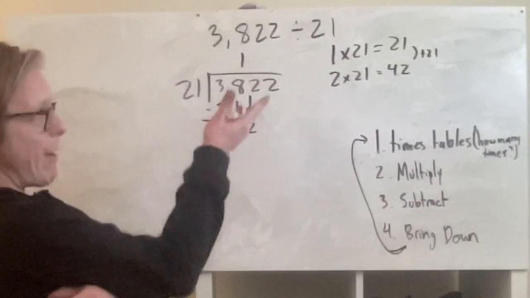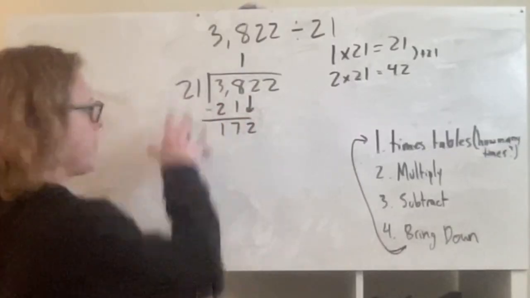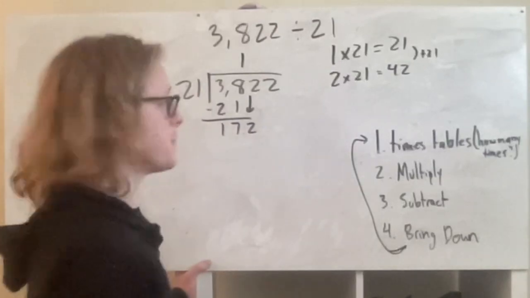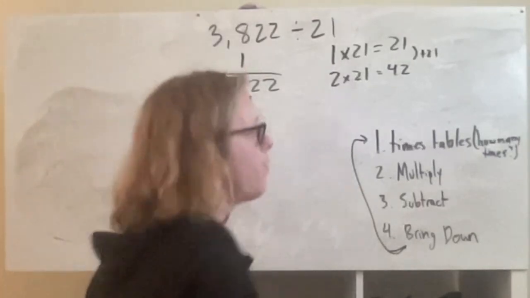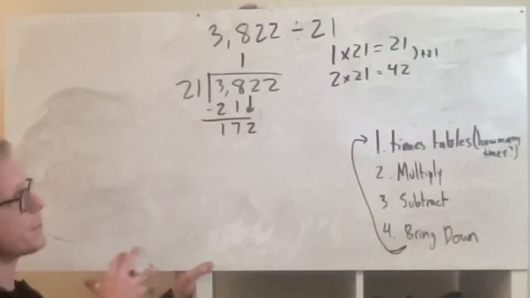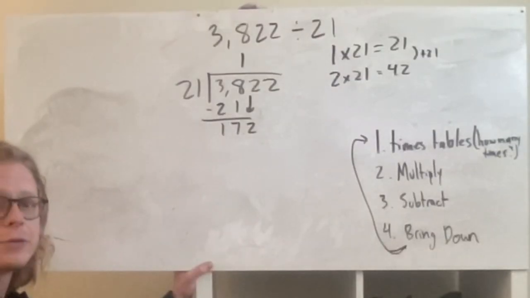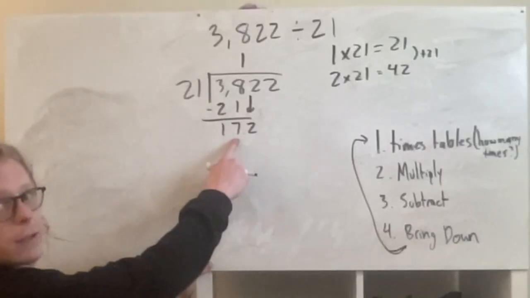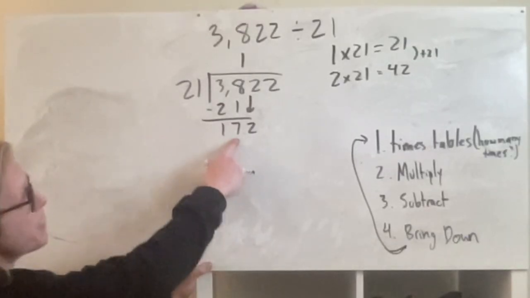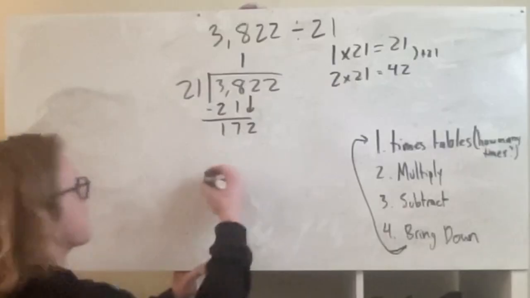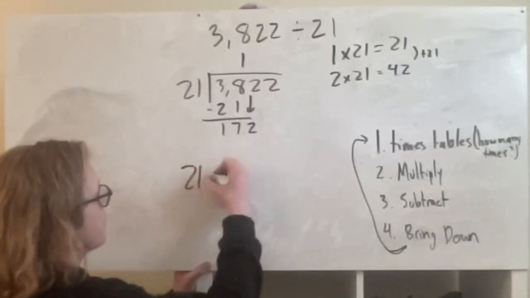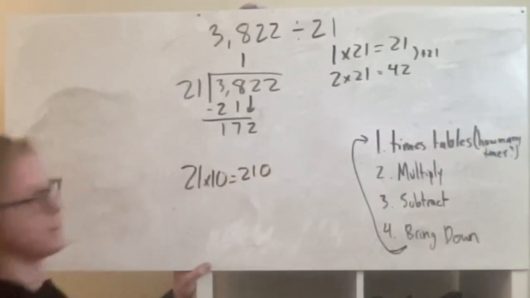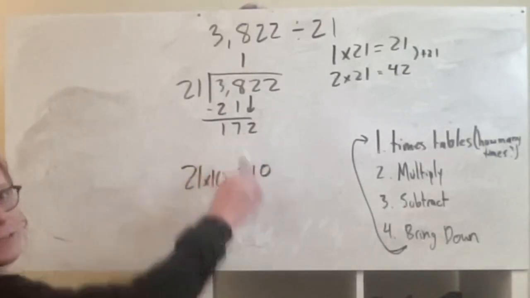And now I feel like we don't have enough information, right? I don't know my 21 times tables. I'm sure it goes in quite a few times, but I don't know how many times, okay? So here's where we're gonna just kind of show a couple tricks we can use to get to the times table that we need. I know this is gonna be pretty big, and I also know it's gonna be pretty close to the 10 times tables. How do I know that? Because 21 times 10 is 210, right? And that's pretty close to 172.